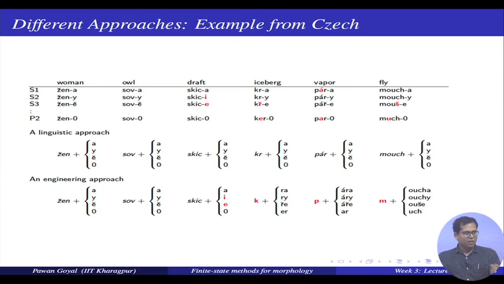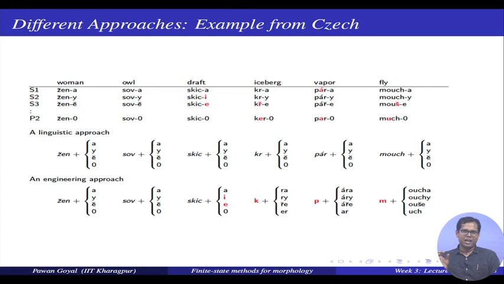This is okay. But what happens if you go to iceberg with KR? You see, in the case of S3, even the stem gets a change. So on R you are getting an accent, and for P2 you are getting another character E in between KR. So you are getting KER. So on, you will see such changes even in vapor and fly. So now the question is, how does one capture all these changes, all these irregularities in the case of stems and the suffixes?